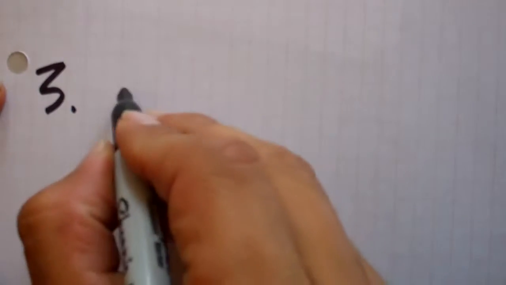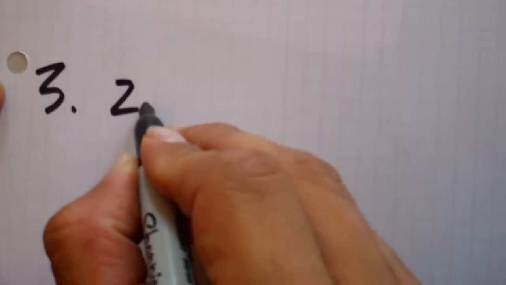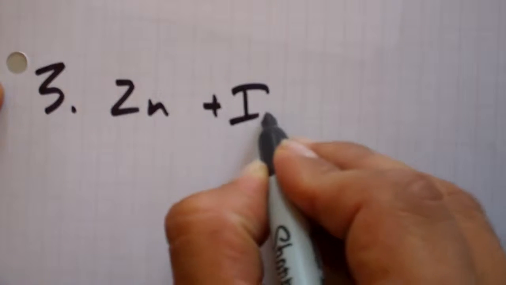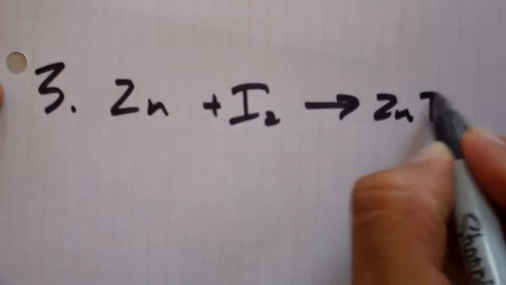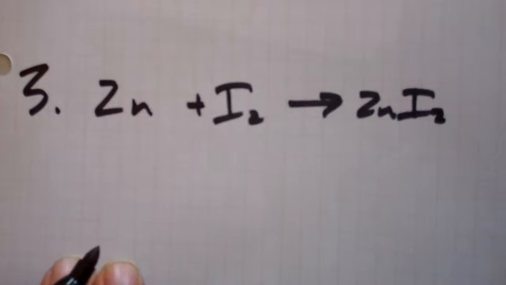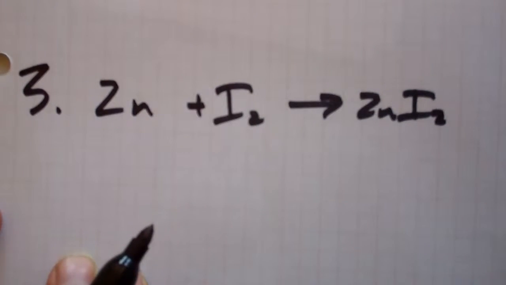Alright, let's deal with number 3. So what's going on with zinc iodide? Well, here's the reaction. And what we remember is, let's find the oxidation numbers to figure out what the heck's going on.